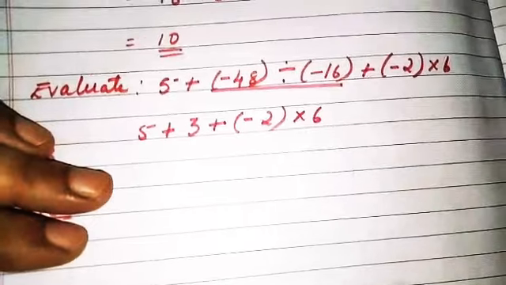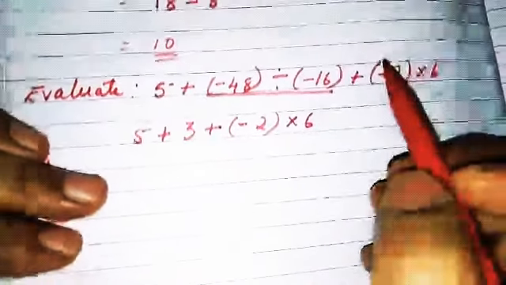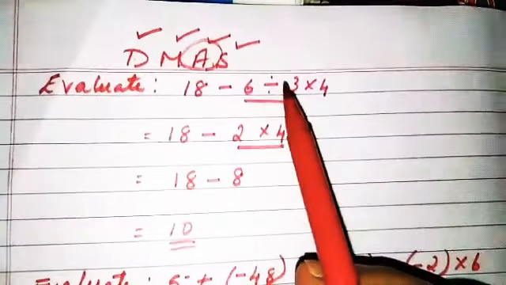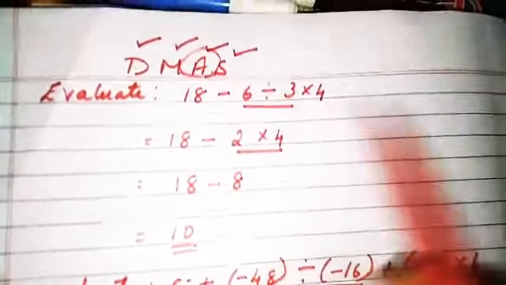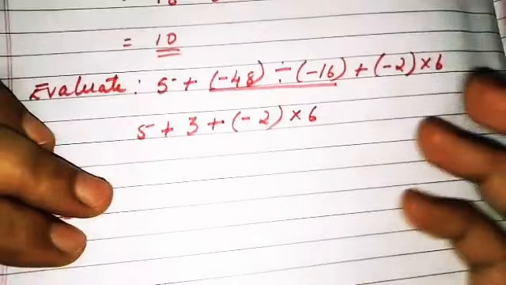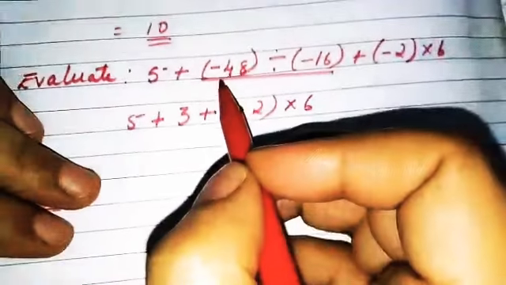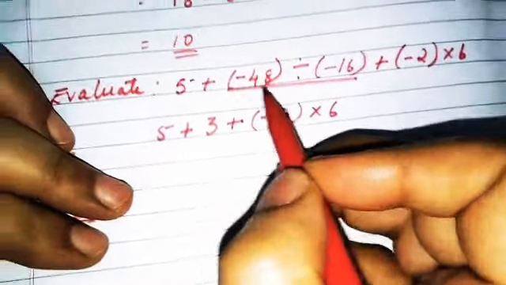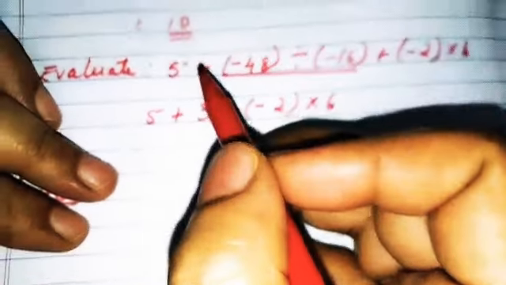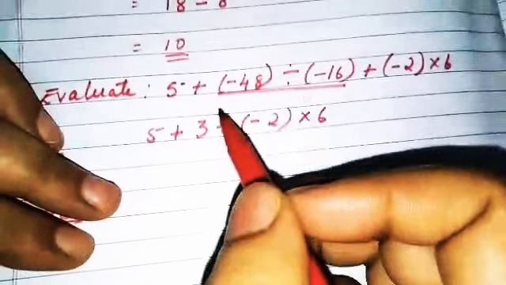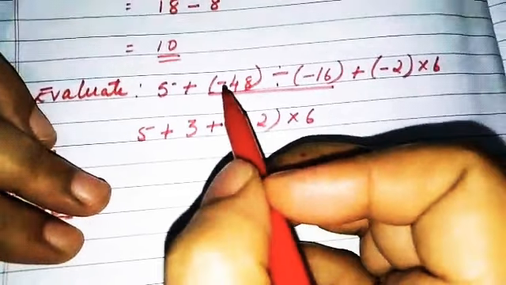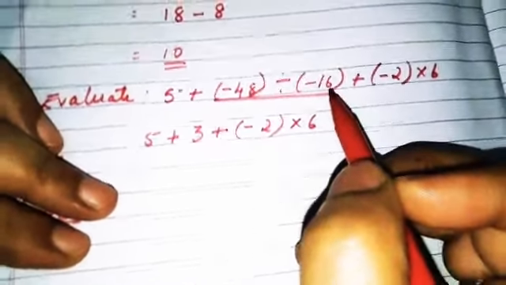Let us evaluate another expression, because in the previous equation we couldn't perform the operation of addition. So I've taken another expression. In this expression we first perform the operation of division. So we write down the rest of the numbers as it is. 5 plus, okay, the next is minus 48 divided by 16.